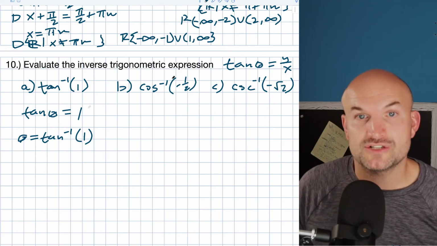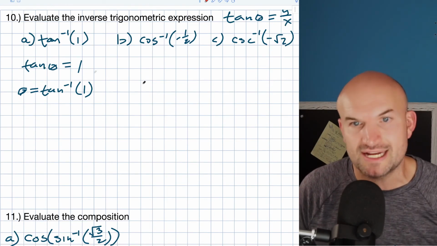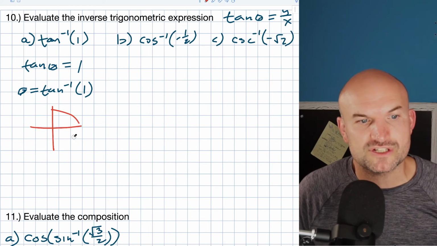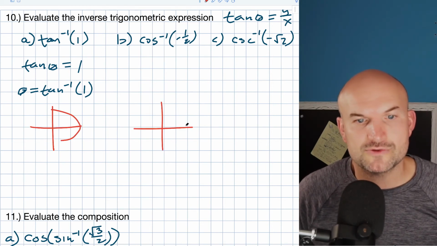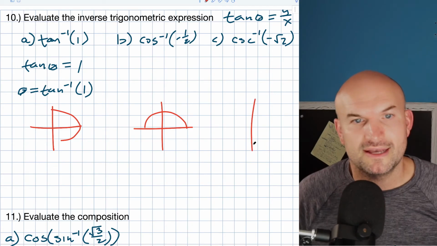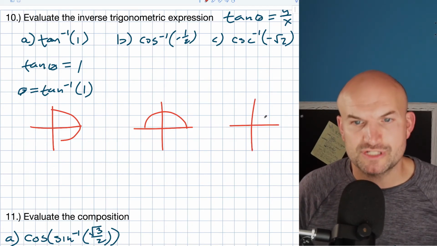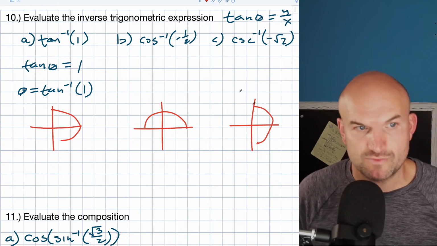Now, it's also important to understand our restrictions, because we have restrictions for inverse tangent, inverse cosine, and inverse sine. The tangent is going to be restricted to the first and the fourth quadrant. Cosine is restricted to the first and the second quadrant. And sine is going to be restricted between the first and the fourth quadrant as well.